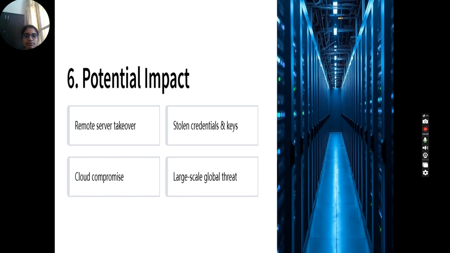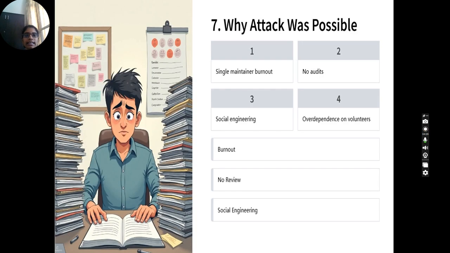The potential impact, had it been left undetected: this backdoor could have enabled attackers to remotely take over millions of Linux servers worldwide. Many researchers stated that if the backdoor had reached stable Linux distributions, this could have become as serious as or worse than SolarWinds or Log4Shell. Why the attack was possible: the factors included a single volunteer maintainer, no formal security audits, social engineering within the open source community, and blind trust in contributors.